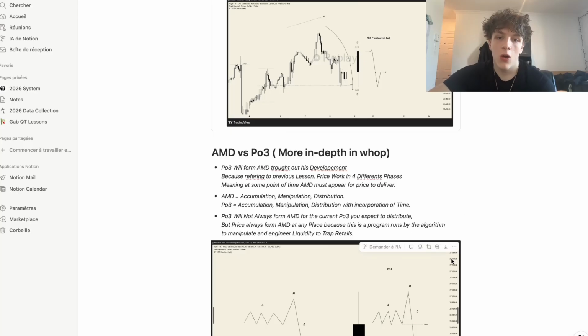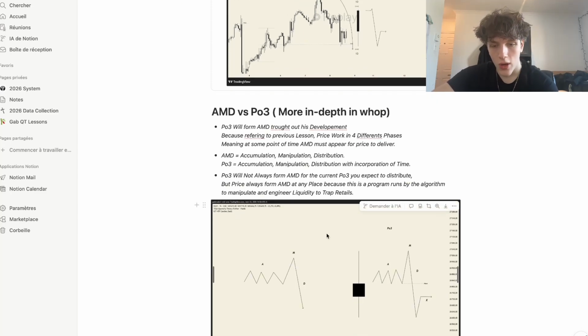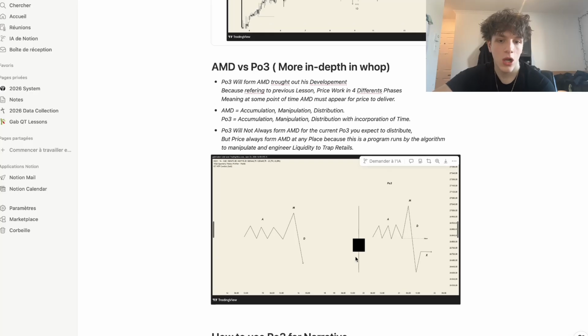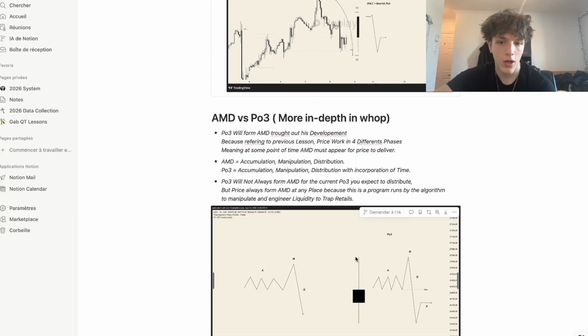Power of 3 will not always form AMD. For the current power of 3, you expect it to distribute, but price will always form AMD at any place, because this is a program run by the algorithm, like I talked about, to manipulate and engineer liquidity to trap retail traders. So inside of a power of 3, this is a long thing to talk about, but a power of 3 doesn't necessarily need a manipulation leg.